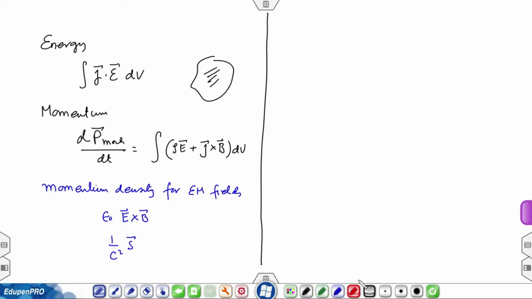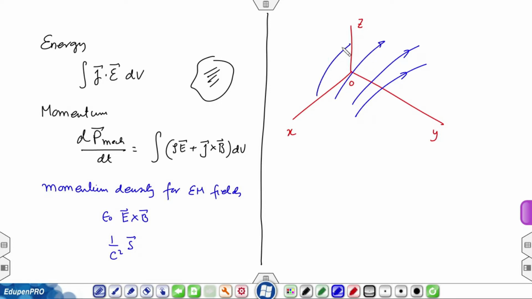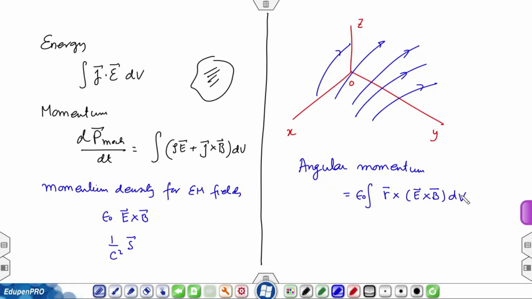So, imagine this: if I take a coordinate system and there is all this momentum in the EM field, momentum density in some particular direction, then I can very easily write that the angular momentum should be equal to integral r cross the momentum density, epsilon 0 E cross B, integrated over the volume, where I have angular momentum density as r cross E cross B.